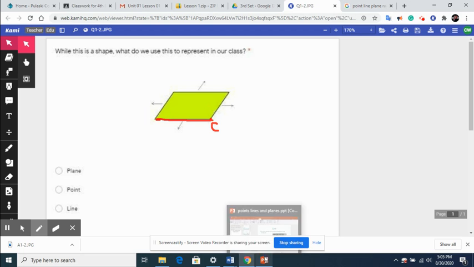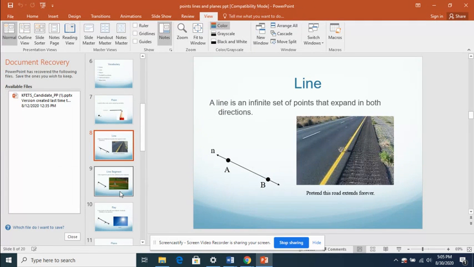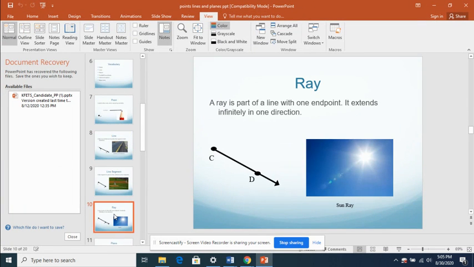Let's define that. A ray is a part of a line with one endpoint. It extends infinitely in one direction. So here's a great example. Here's an endpoint. It stops right here, okay? And look, the line goes on, and here's our arrow that tells us it goes on forever, okay? So that's a ray. It has an endpoint, but the other end goes on forever, okay?